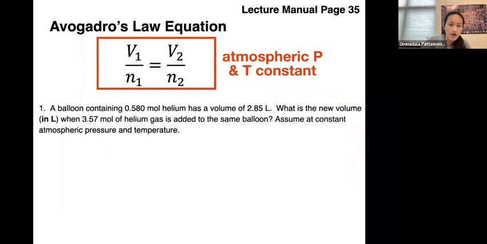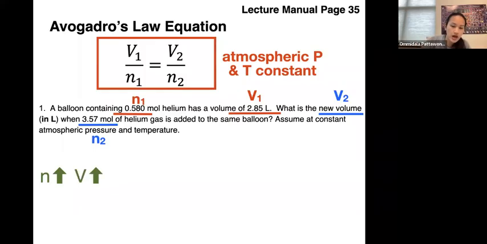Okay, all right, so let's take a look at an example here. We have a certain number of moles inside the balloon, and it has a certain volume. It's asking for the new volume when 3.57 moles of helium is added to the same balloon. So we have two sets of conditions: number of moles and two volumes. As the number of moles increases because moles are added, you should expect the volume to increase as well. So our new volume should be greater than 2.85.